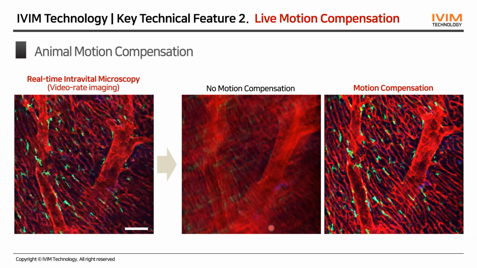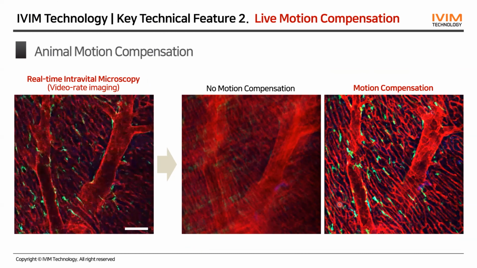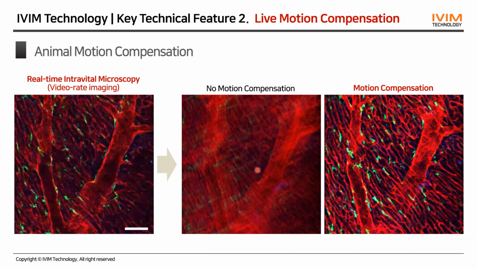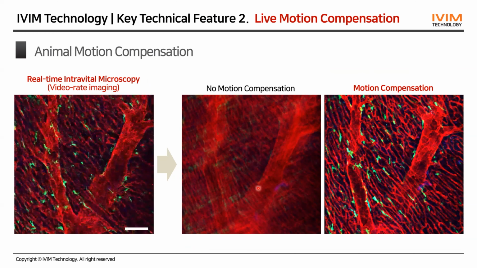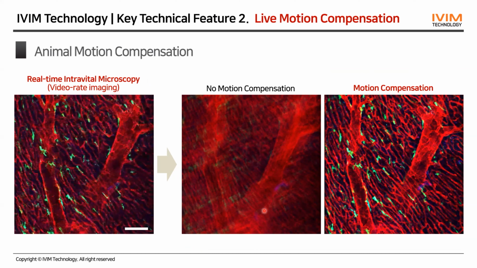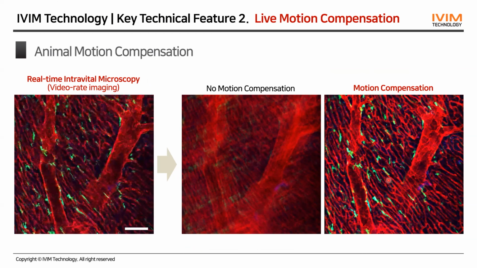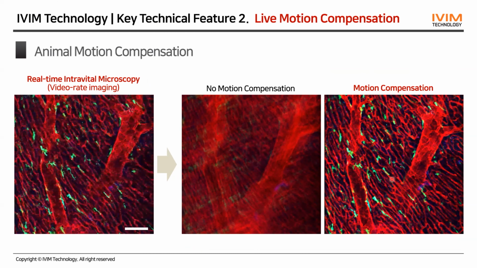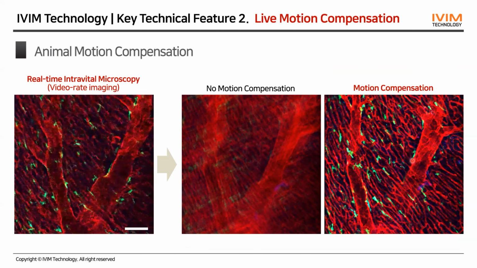So please note that any other conventional standalone microscopy can only acquire these shifted images, like in the middle, from the same animal model. So thereby, only the IVIM system has fully optimized the imaging solution for intravital imaging of highly moving live organs in real time.